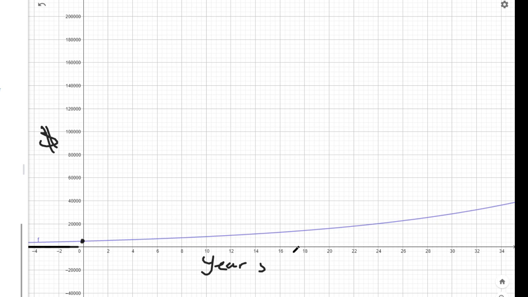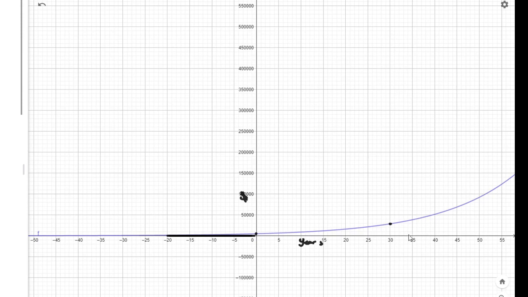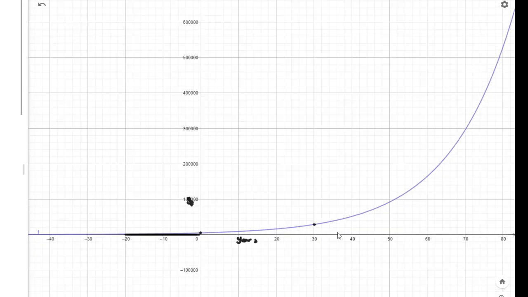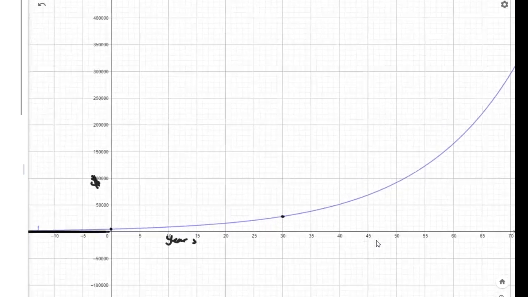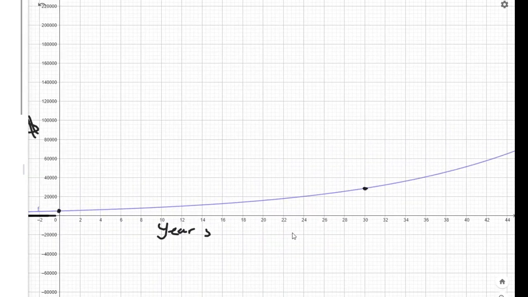And the year, let's say, close to 30 years, we have close to 25,000. All right, right there. So if I zoom out just a bit, it tells you that after a while, this function, your money will grow very, very exponentially, very quickly. But that's after a while. So if the question states, how many years will it take for your investment to reach, let's say, 25,000, I would say close to 30 years. You can always verify this using algebra.